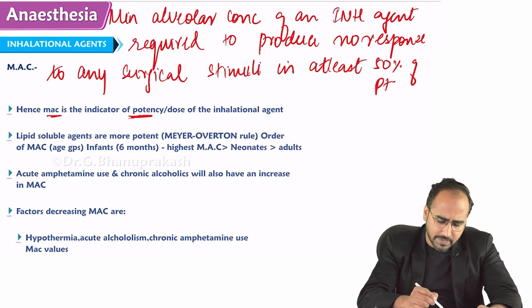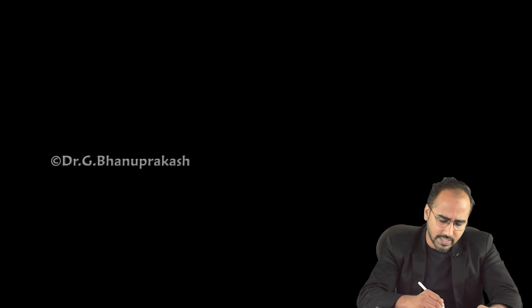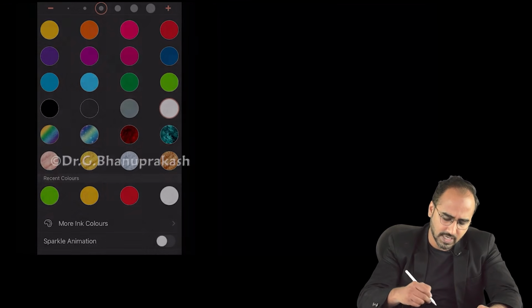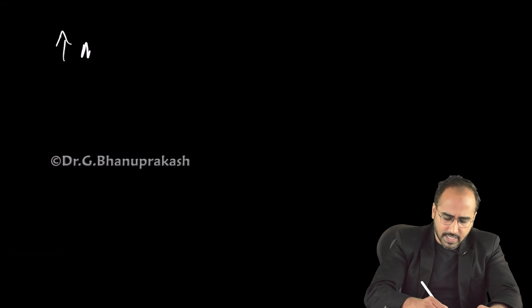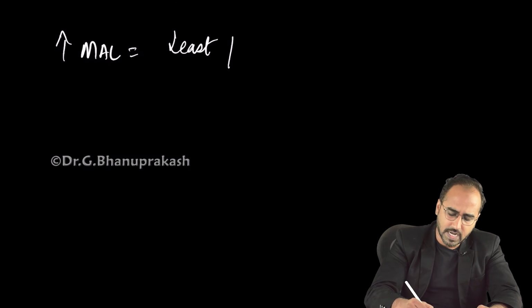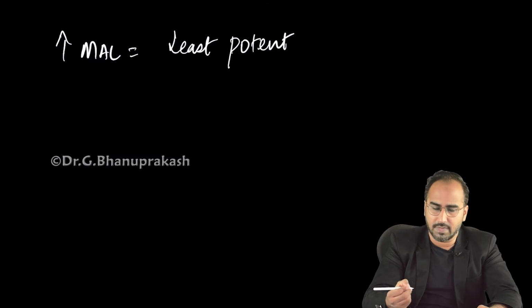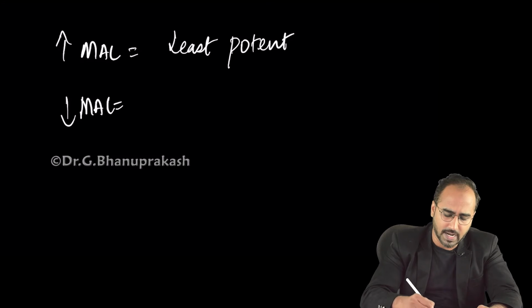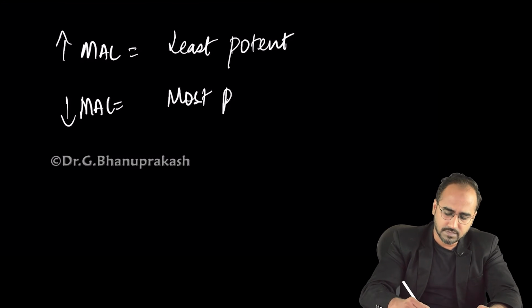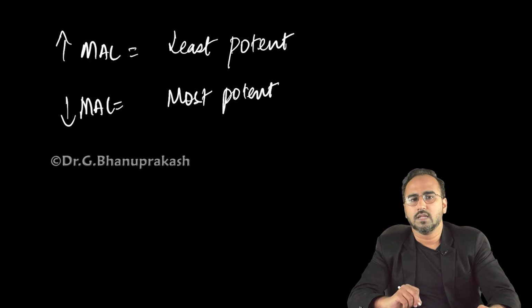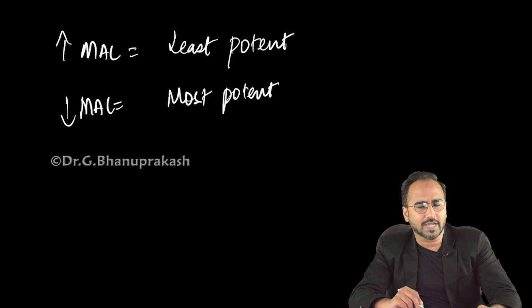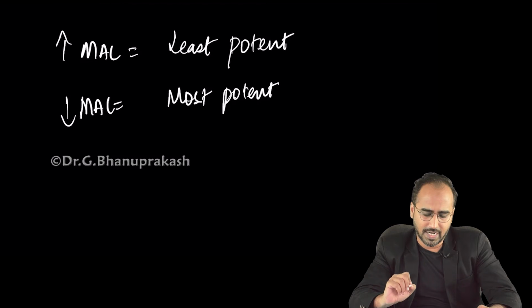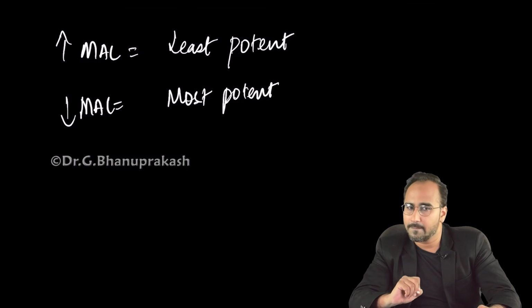What is meant by inversely proportional, guys? Look over here. If there is an agent that is having high MAC, it will be least potent. High MAC is equals to least potent. MAC is inversely proportional, right? Then if there is an inhalational agent having low MAC, it will be the most potent. High MAC is equals to least potent and low MAC is equals to the most potent, right? This is regarding the MAC, right?